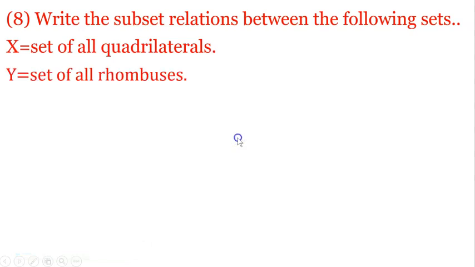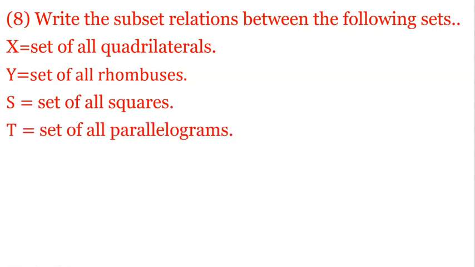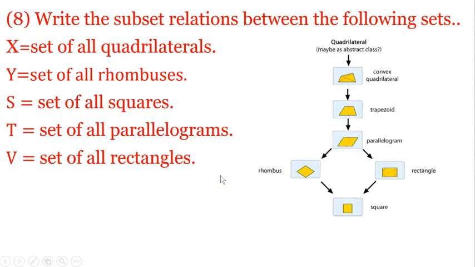X is the set of quadrilaterals, Y is the set of rhombuses, S is the set of squares, T is the set of parallelograms, V is the set of rectangles. Okay, see the picture here. We have started here with quadrilateral. Next, after quadrilateral, trapezoid. Trapezium is also what it is called. Next, parallelogram. Parallelogram splits up into two, rhombus and rectangle, and lastly we have the square.